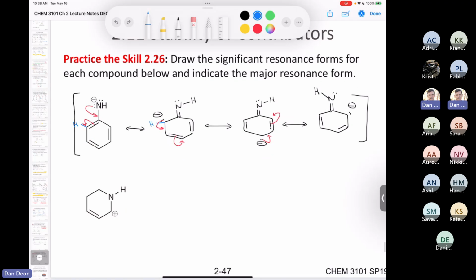All right, does anybody see any of the patterns in this one here? Does anybody recognize any of the patterns? I'm going to draw in the missing lone pair. Anybody recognize any of the patterns here? An allylic lone pair, charge between atoms of differing electronegativity, anything like that?